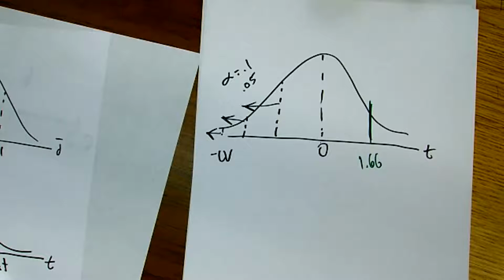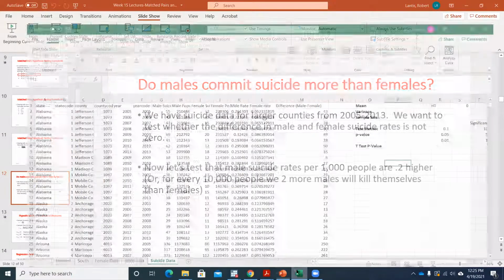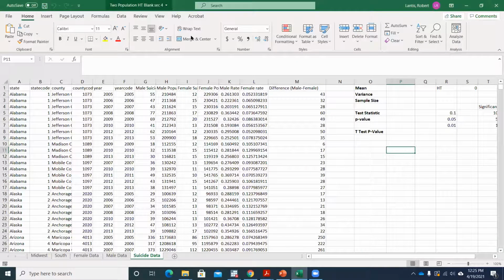Okay, so that kind of takes us into this example that I have using suicide data to test for whether or not there's differences, right? So let's go back to that two population hypothesis testing blank file we've been working off of.